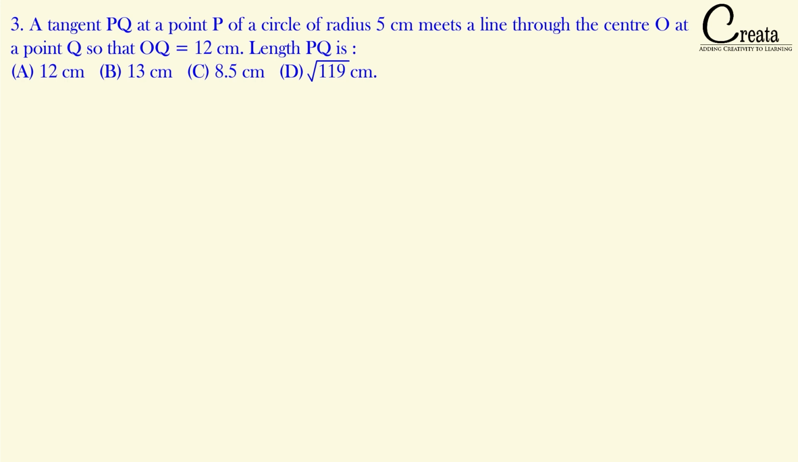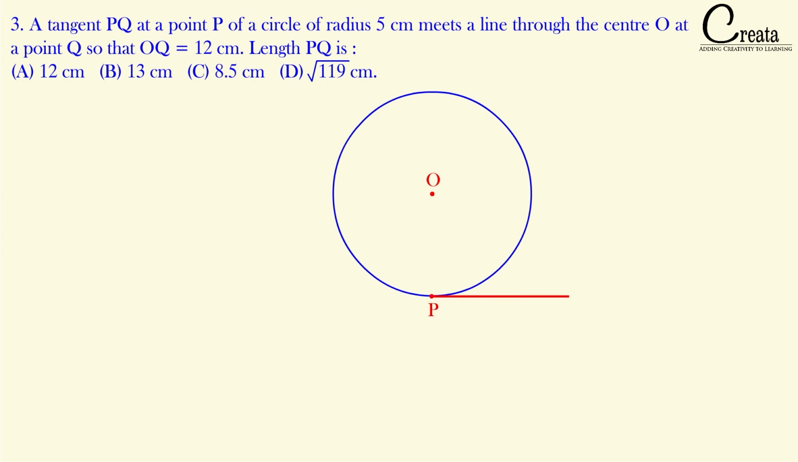Let's observe this question. In this question, we are having a circle with center as O. And also we are having a tangent PQ. So this is a tangent PQ which is touching the circle at the point P. So point P is the point of contact.